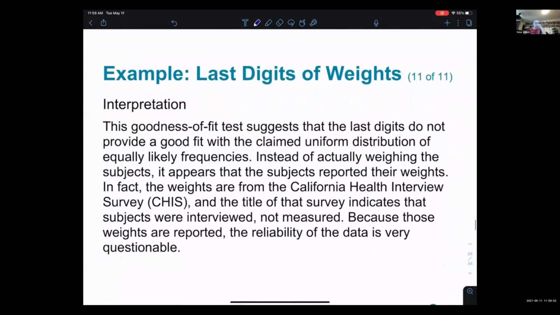So that's the interpretation. The goodness of fit test suggests the last digits do not provide a good fit with the claimed uniform distribution of equally likely. Instead, it looks like, rather than actually weighing the subjects, the subjects reported their weights. In fact, the weights are from the California Health Interview Survey, and the title of the survey indicates that subjects were interviewed, not measured. Because those weights are reported, the reliability of the data is very questionable.